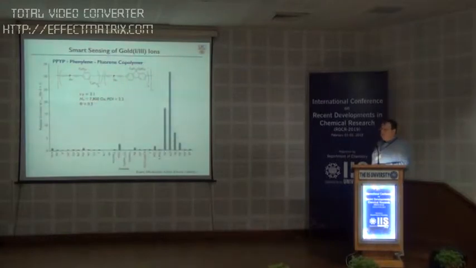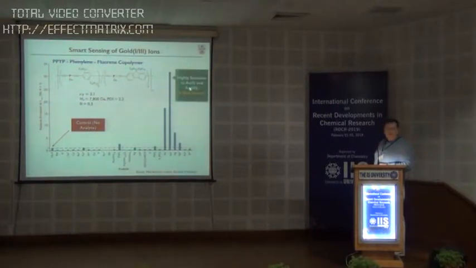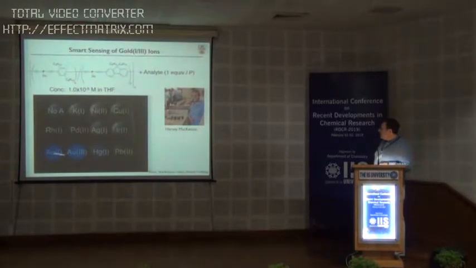And what we did was we went through and looked at every metal we could find. And this is where it gets really smart again. If you notice, many of these metals, including things which do bind phosphorus, such as palladium, silver, and platinum, they don't turn on the fluorescence. The only thing that turns on the fluorescence here in a great way is gold. So now we have something that is selectively fluorescent when it sees gold. That could be useful. And you can see it.